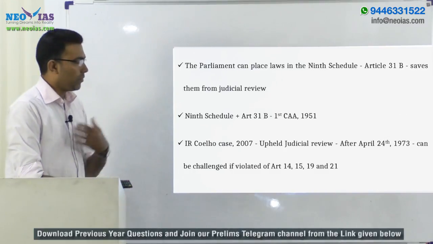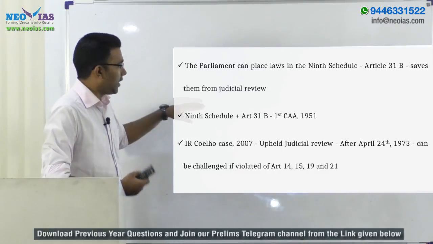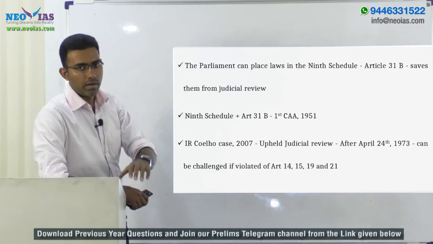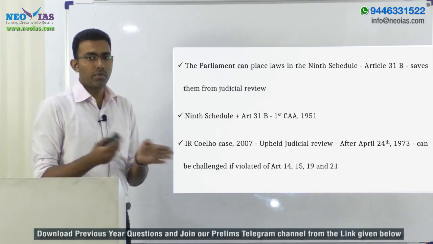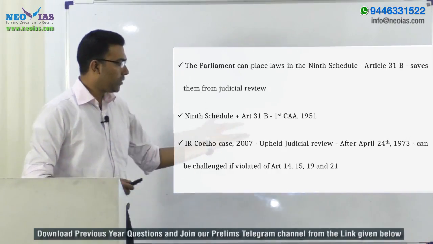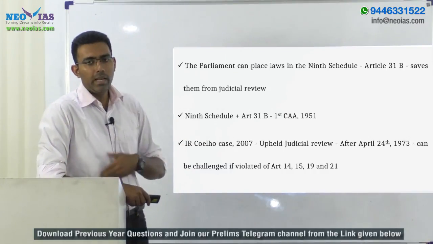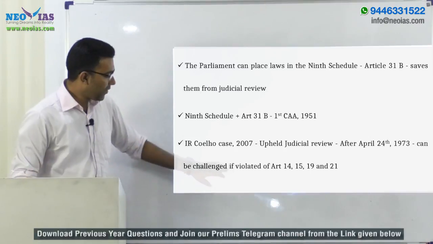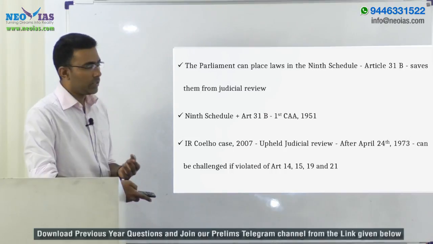Again, regarding the explanation, the Parliament can place laws in the 9th schedule, that is Article 31B. It saves them from judicial review. The first 9th schedule was actually brought in through the First Constitutional Amendment Act, in 1951. It was done by the Constituent Assembly itself, which then acted as the first Parliament. In the IR Coelho case in 2007, the Supreme Court upheld the judicial review, and said that after April 24th of 1973, any law that was placed in 9th schedule by the Parliament can be challenged if it violated Article 14, Article 15, Article 19, as well as Article 21 of the Constitution.